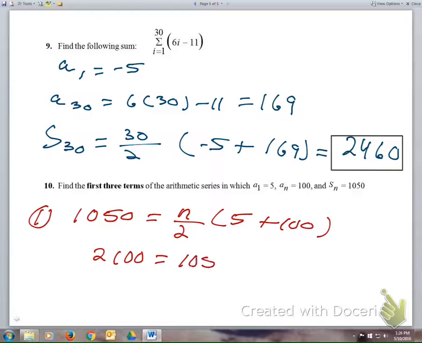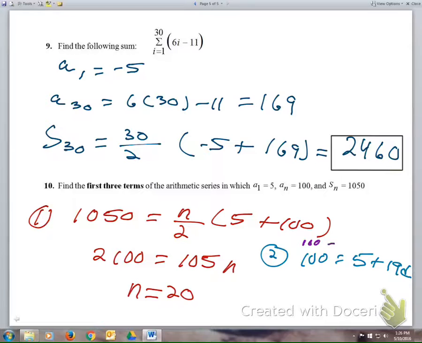So I'm going to multiply both sides by 2. And I'm going to add the 5 and the 100 together and multiply it by n. So n is 20. So I know n is 20. So the second thing to do is find d. So I know the 20th term is 100. So I'm going to use the formula. What I didn't show was I used that formula 100 equals 5 plus 20 minus 1 times d, which gives me 19d.